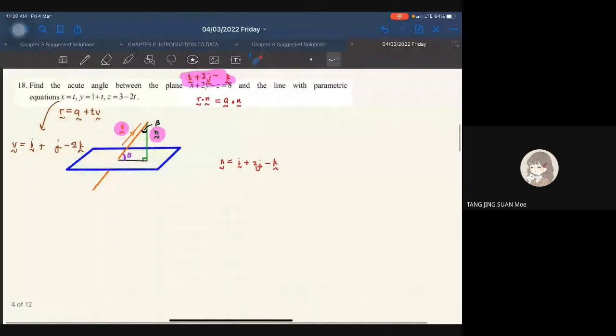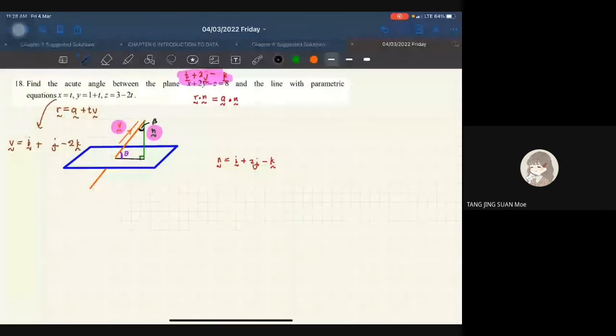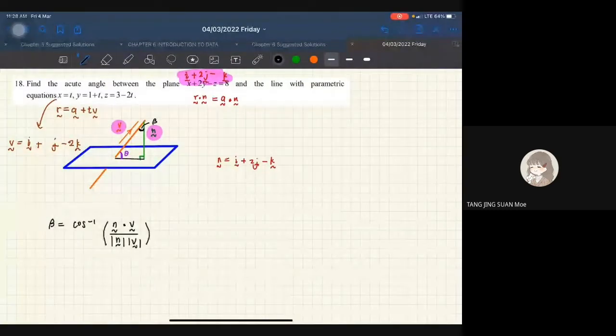Alright, so let's substitute into our equation. The equation to find beta. So we want to find beta first, what was the equation? Cos inverse of vector n dot vector v, and then divide by the magnitude of vector n and vector v. Okay, you get the answer. Okay, settle.